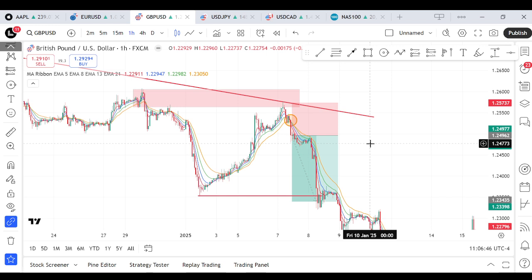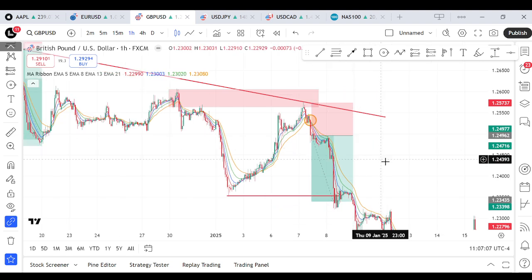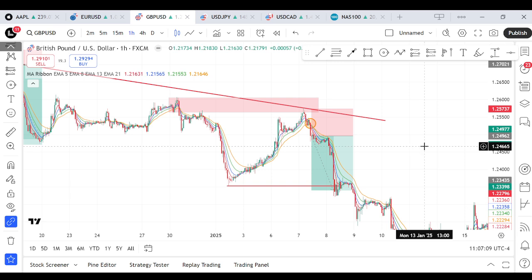Always set stop loss orders below recent swing lows for long trades or above swing highs for short trades. Use proper position sizing based on your risk tolerance, typically risking no more than 1 to 2% of your account on a single trade. Remember that the Fibonacci EMA strategy is a powerful method, but it's not infallible. Always combine it with sound risk management practices and continual market analysis to maximize its effectiveness.